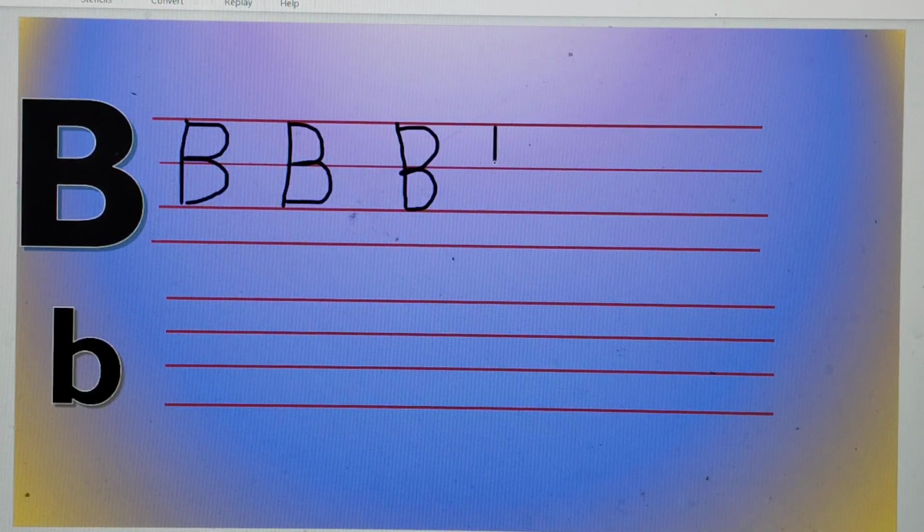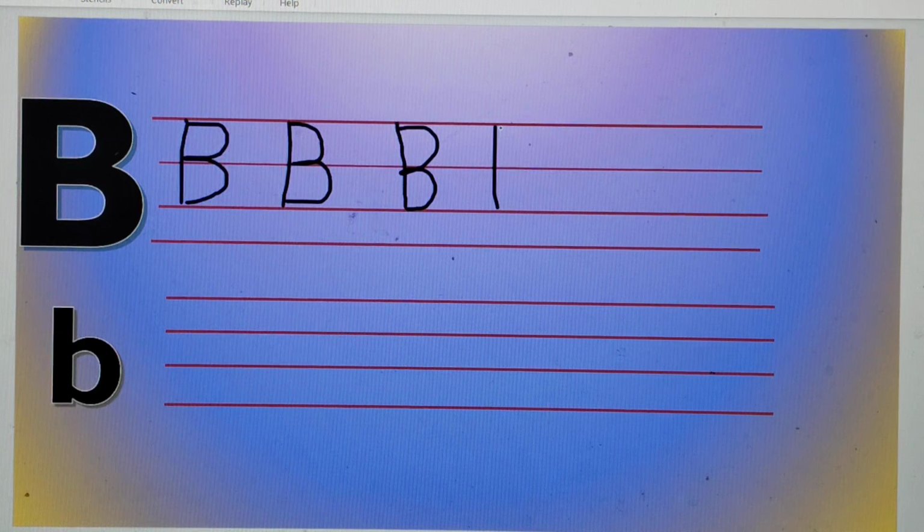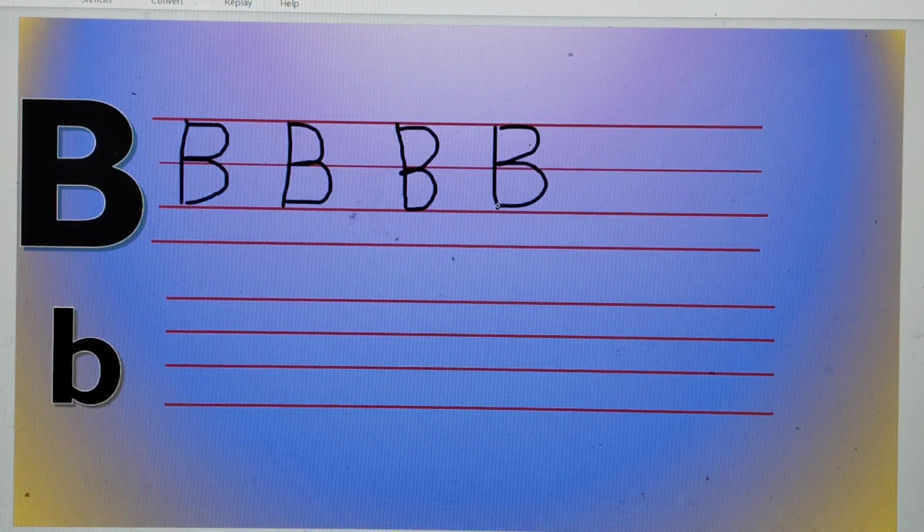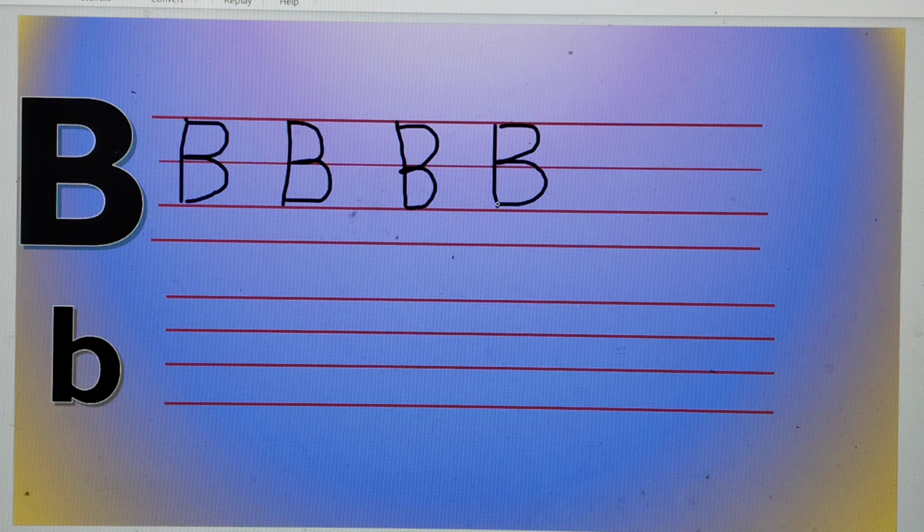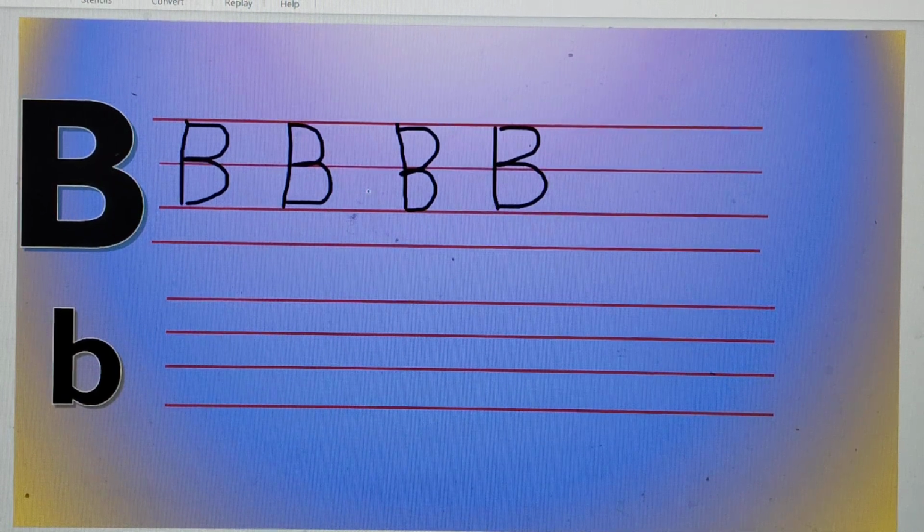Standing line and first curve and the second curve. This is how we make letter B in uppercase. Let's learn the letter B in lowercase. Again, the standing line. This time you only have to make a second curve. From here to here. That's it.